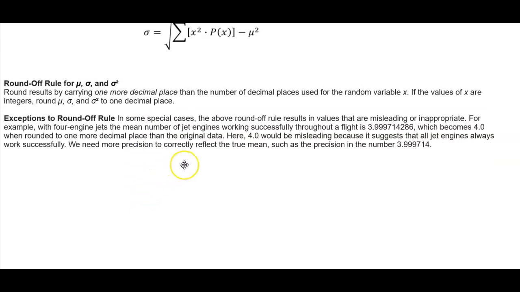In some special cases, the above round-off rule results in values that are misleading or inappropriate. For example, with 4 engine jets, the mean number of jet engines working successfully throughout a flight is 3.999714286, which becomes 4.0 when rounded to one more decimal place than the original data. Now here, 4.0 would be misleading because it suggests that all jet engines always work successfully. We need more precision to correctly reflect the true mean, such as the precision in the number 3.999714.